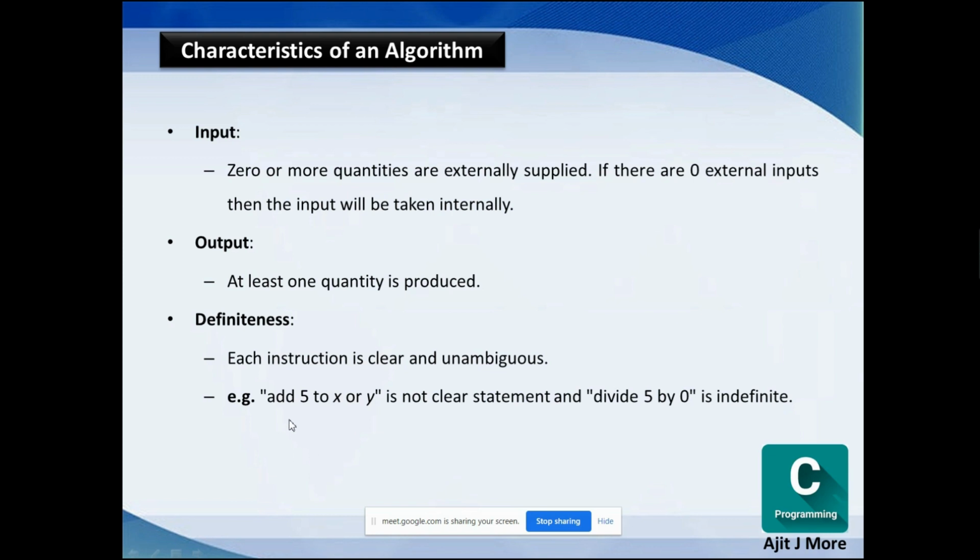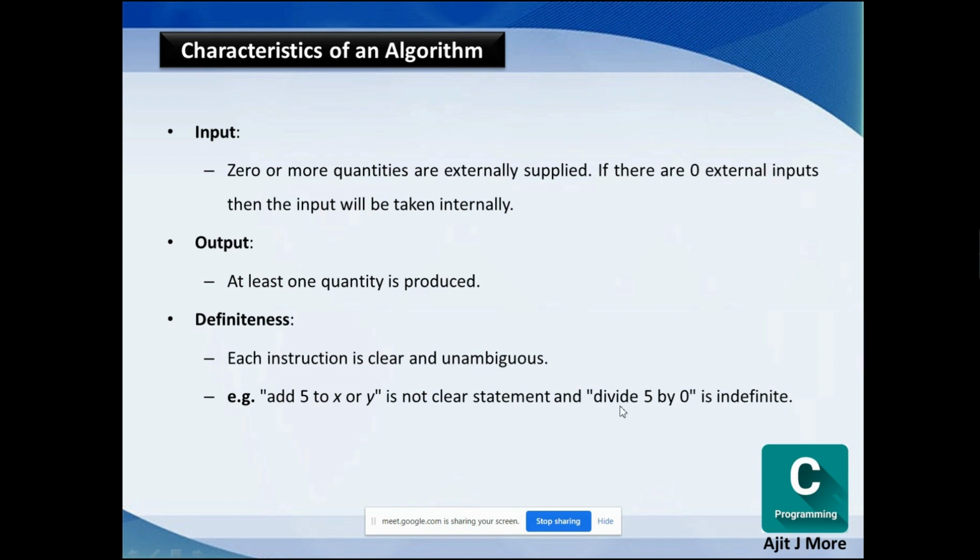Getting? Means you can tell that if this condition is satisfied, then add in x. And if it fails, then add in y. But you're not making it clear. You're just telling it as what? Add phi in x or y. Add in any one you add, x or y. Is not a clear sentence.